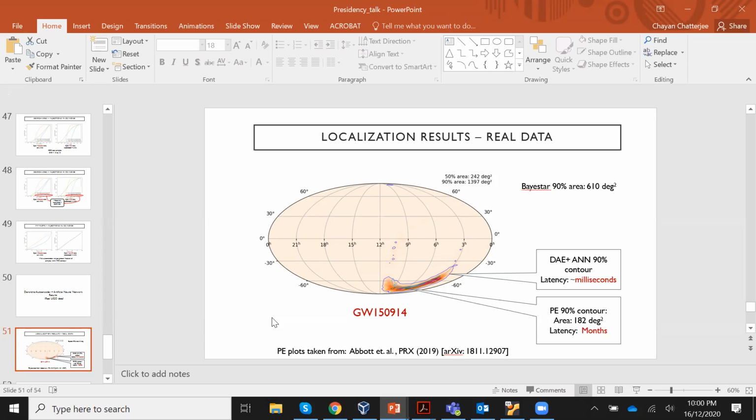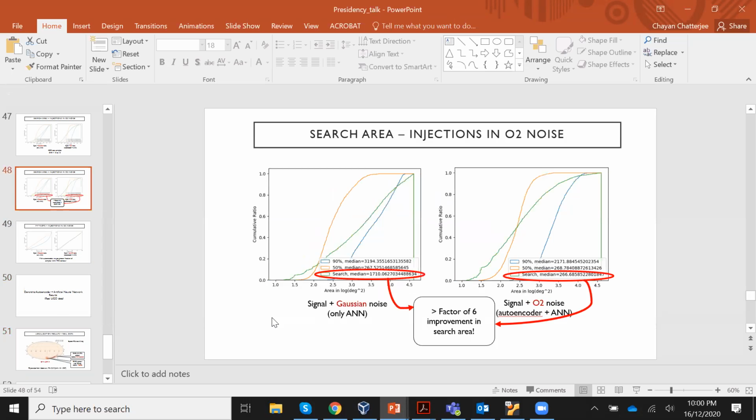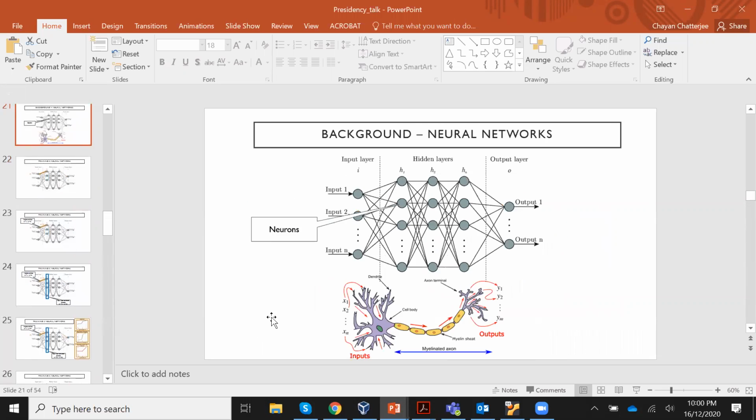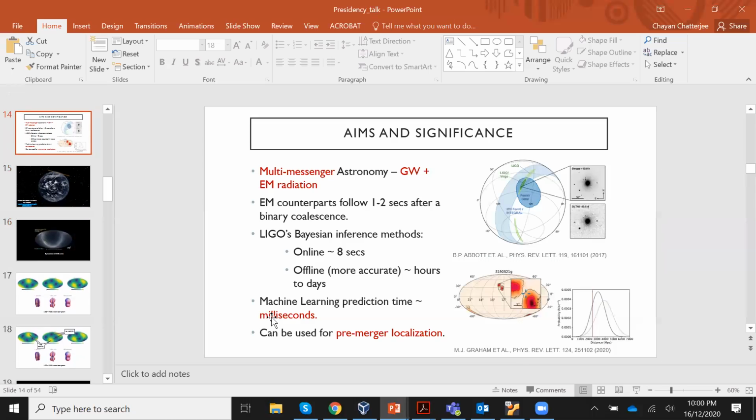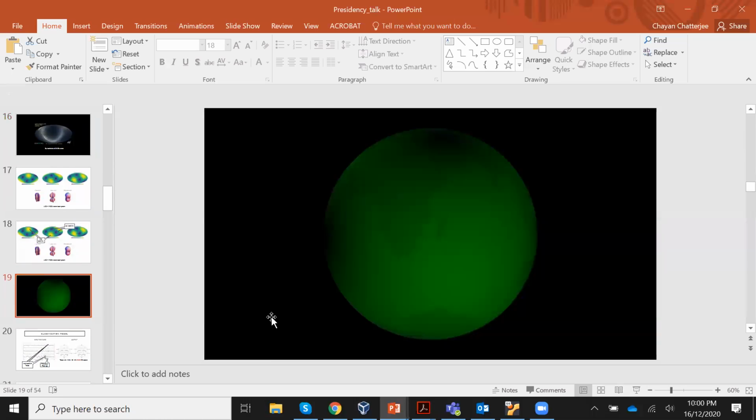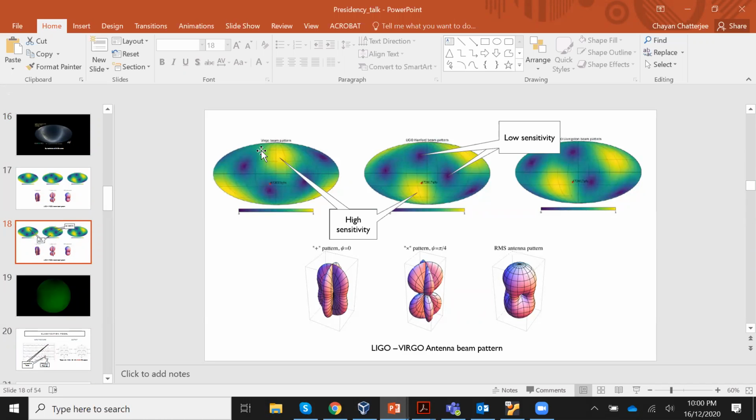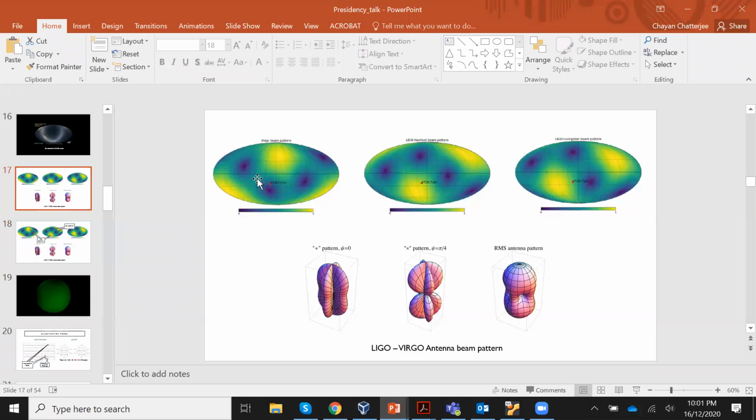So yeah, we are not able to localize it at all. So what we obtain here, let me go back to the plot. Yeah, so if we have one detector, we get the two blobs on the sky. That's all we observe, which basically reflects the antenna beam pattern.